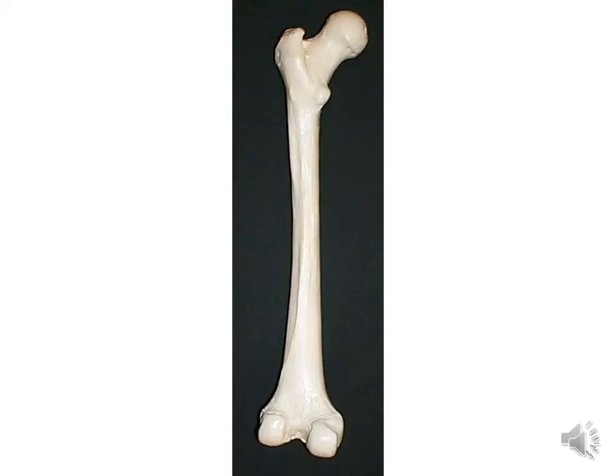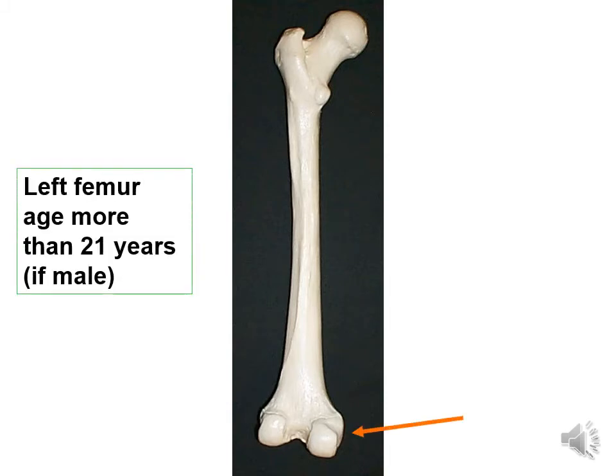It's a quiz. What is the age of this bone? This is a femur. All parts look united. I start asking myself, what unites last? Of course, at the knee, the lower end of the femur unites with the shaft at the age of 21 years in male. So this is a femur aged more than 21 years in males because the lower end of the femur is united with the shaft.